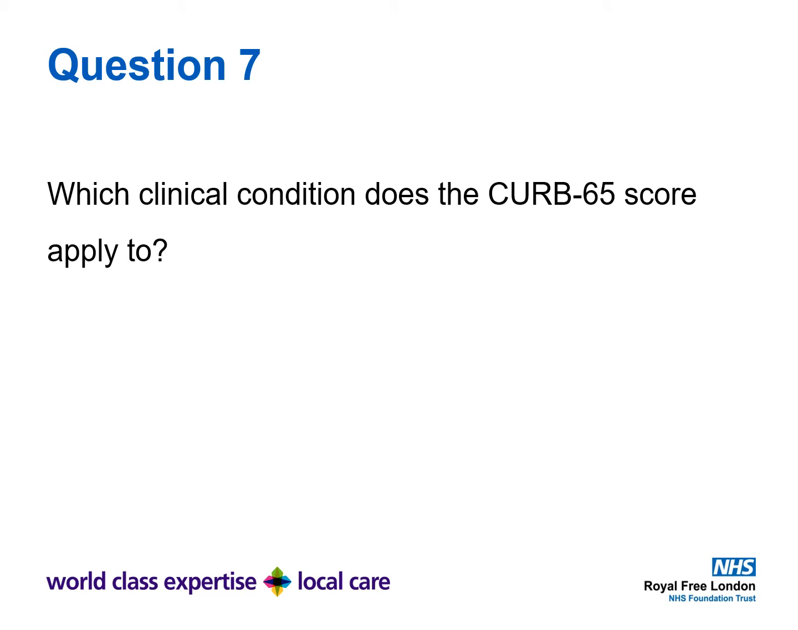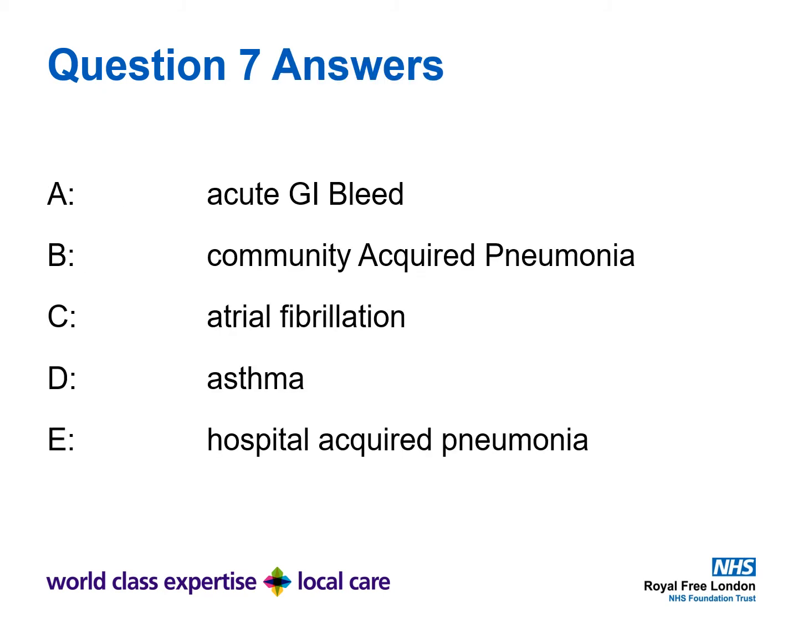Question 7. Which clinical condition does the CURB-65 score apply to? Is it A, acute GI bleeding, B, community-acquired pneumonia, C, atrial fibrillation, D, asthma, E, hospital-acquired pneumonia?